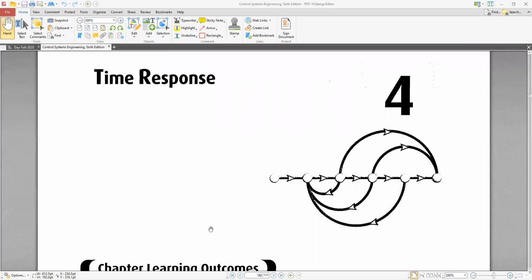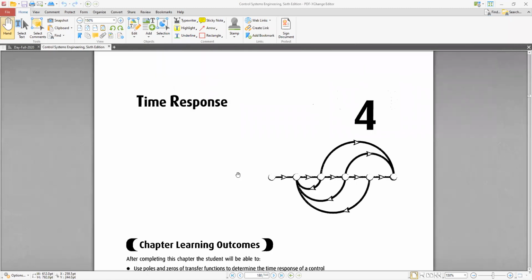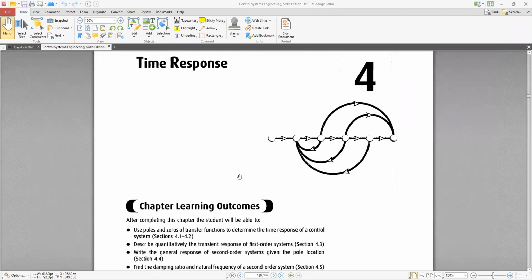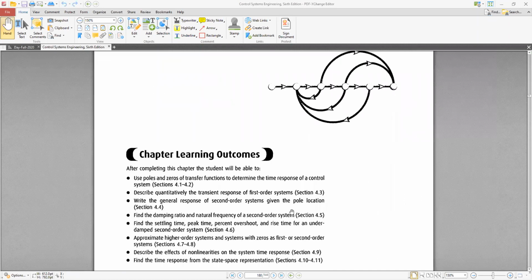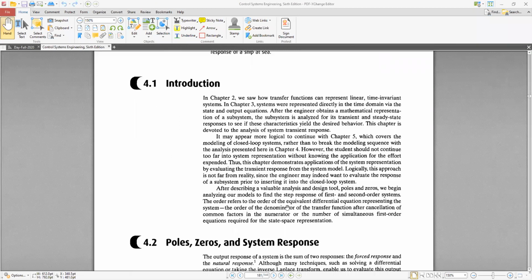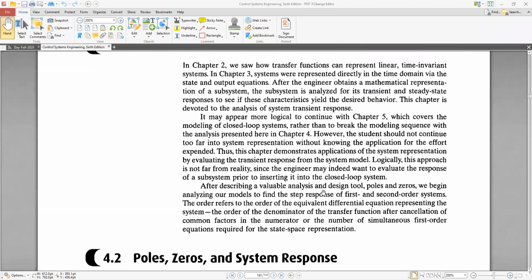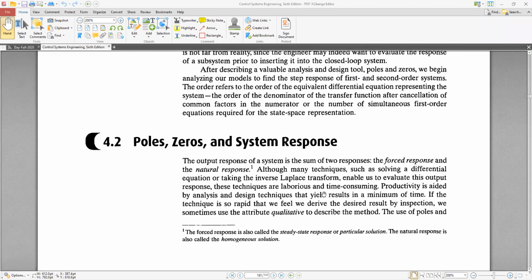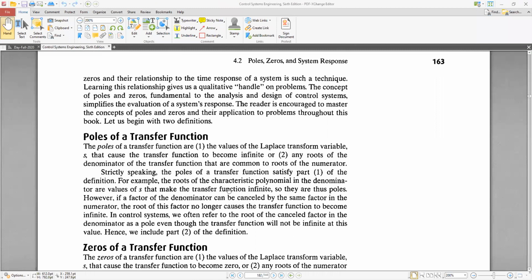Okay, this is our new chapter. The time response, it is easy. It is not a very difficult one. Time response. Some concepts we have to grasp after studying this one: poles, zeros, and system response. These are important concepts.